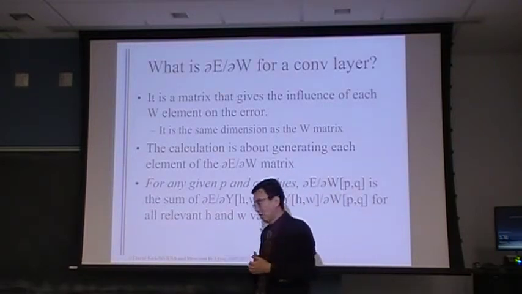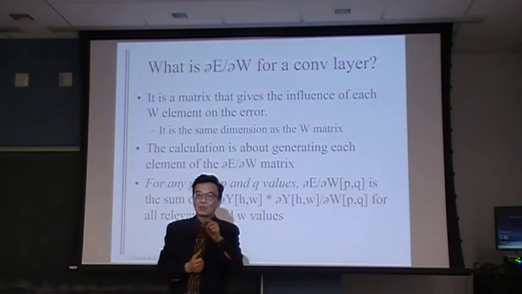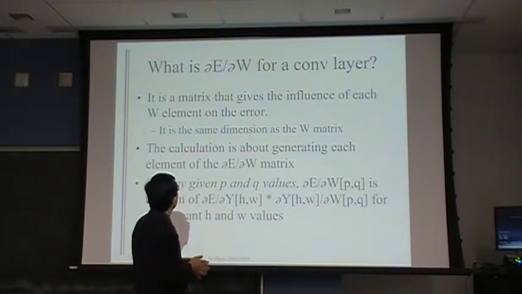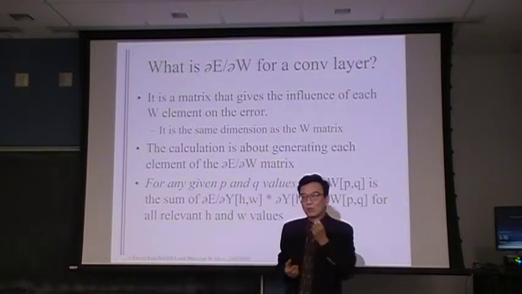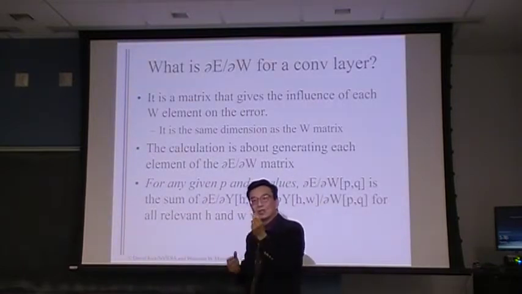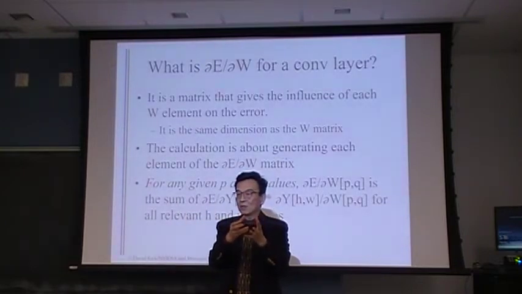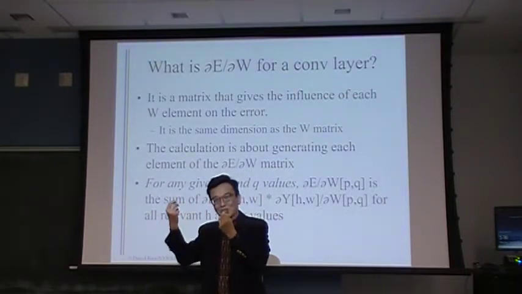So we're going to figure out how to calculate the delta E, delta W, but that's really about delta E over each delta W element, okay? So it is a matrix that gives the influence of each W element on the error, and it's the same dimension as the W matrix, because we're trying to tell how important each element is to the output value. That means that we should have as many of these delta E, delta W's as the number of elements in the weight matrices, right? One for each position.